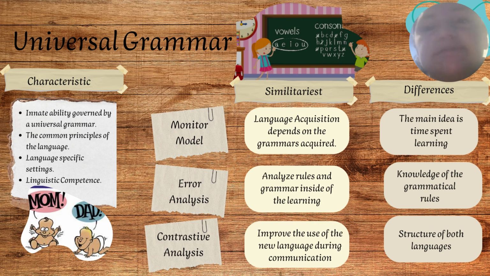While universal grammar is the acquisition of knowledge of the grammar rules of the second language in the learning process. Contrastive analysis studies the structure of both languages, L1 and L2, while universal grammar is focused on the learning of L1 over L2.